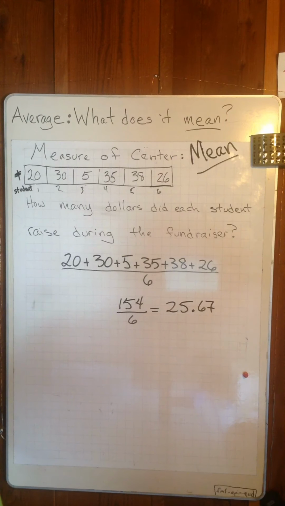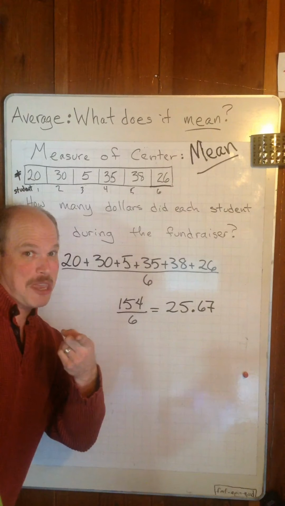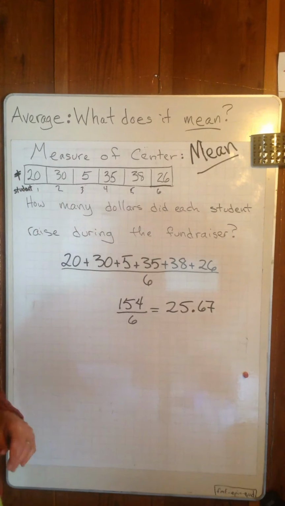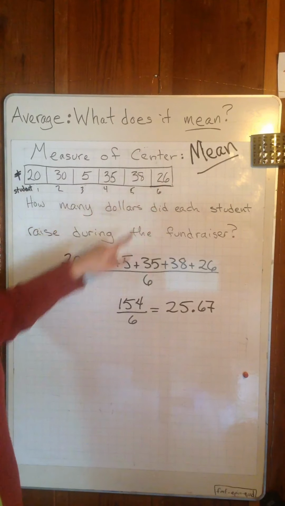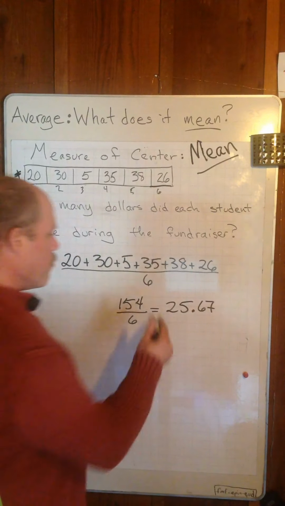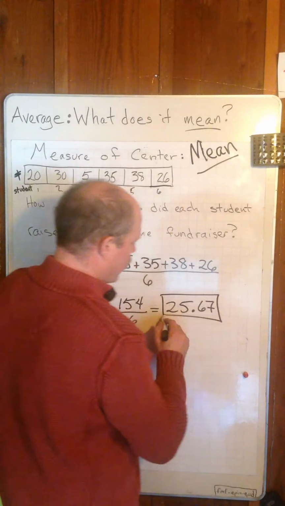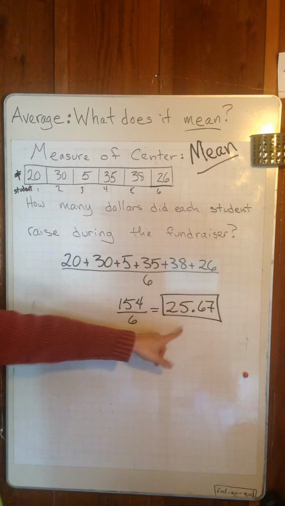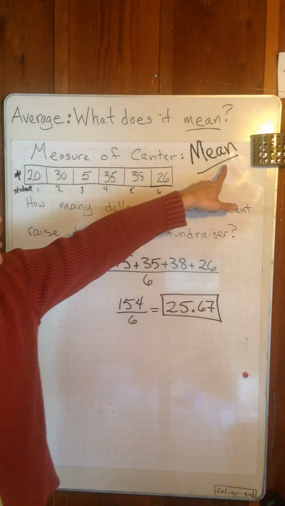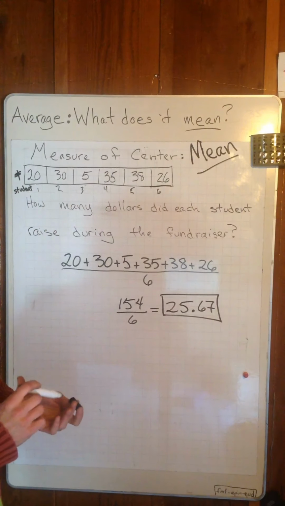And so if you were to ask me what is the average of how many dollars each student raised during the fundraiser, I might first say, what do you mean? But then I'd go and find the mean, because that's what most people mean, and I would add up all my values, divide by the number of values, and find a number which represents the center of the data. And that measure of center is called mean. We'll learn about some others coming up soon.